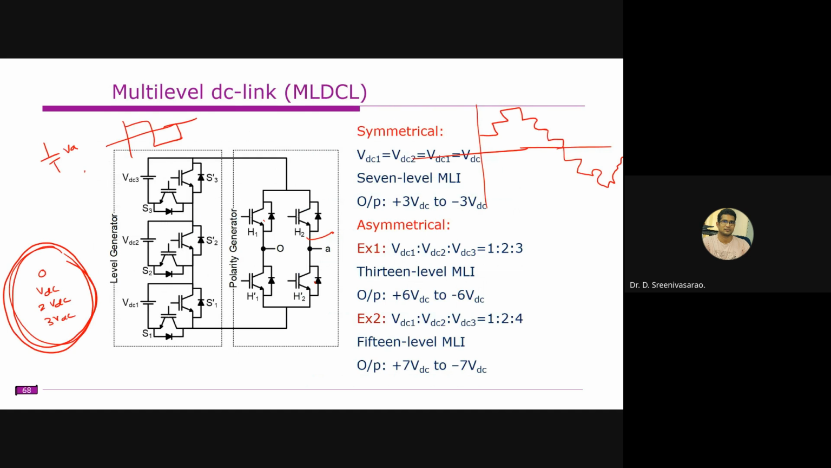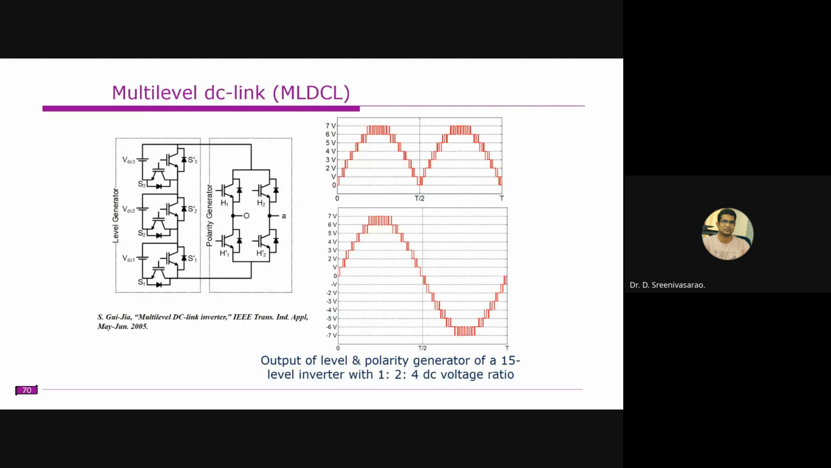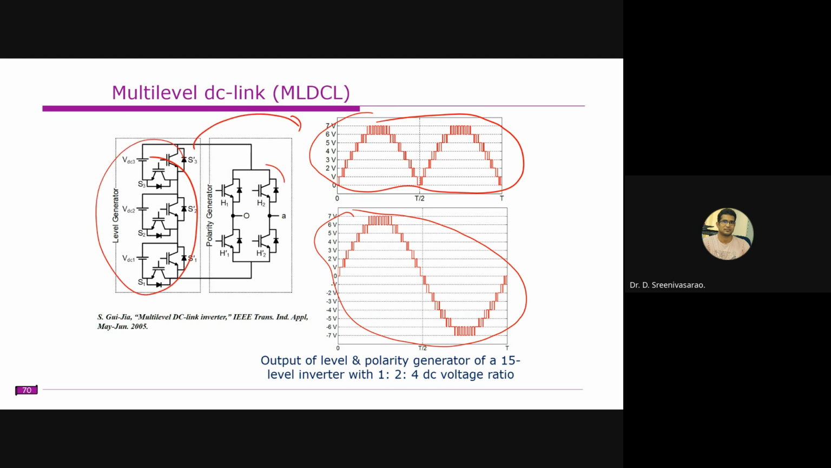Now you are getting a multi-level output, something like this. This is generated by the level generator, and this is the output after the polarity generator. This is the output of this one, and this is the output of that one. In this way, you can increase the number of levels, or in other words, operate the converter.